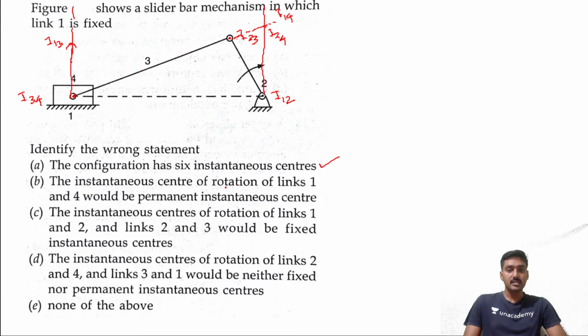Yes, it's right. The instantaneous centers of rotation of links 1 and 4, I14, would be permanent. Yes or no? Yes, it would be a permanent instantaneous center. The instantaneous centers of links 1 and 2 and 2 and 3 would be fixed instantaneous centers. 1 and 2 fixed, but 2 and 3 is permanent, not fixed. So it's wrong. The instantaneous centers of links 2 and 4 and 3 and 1, neither fixed nor permanent. Yeah, it's right. None of the above.